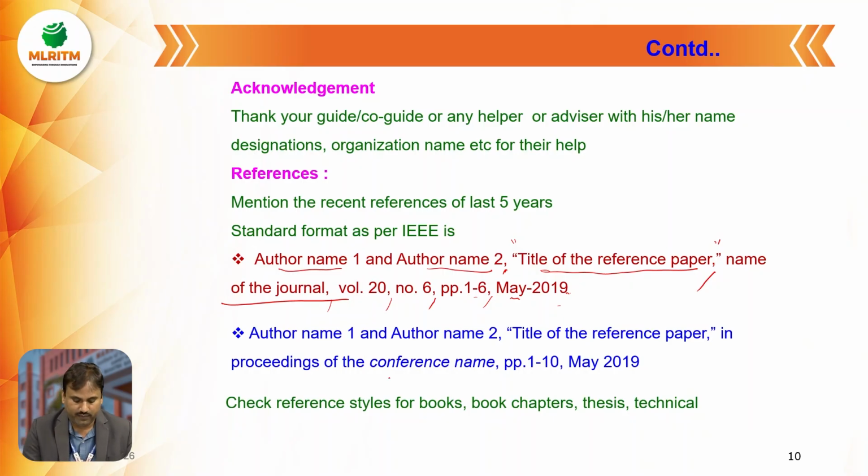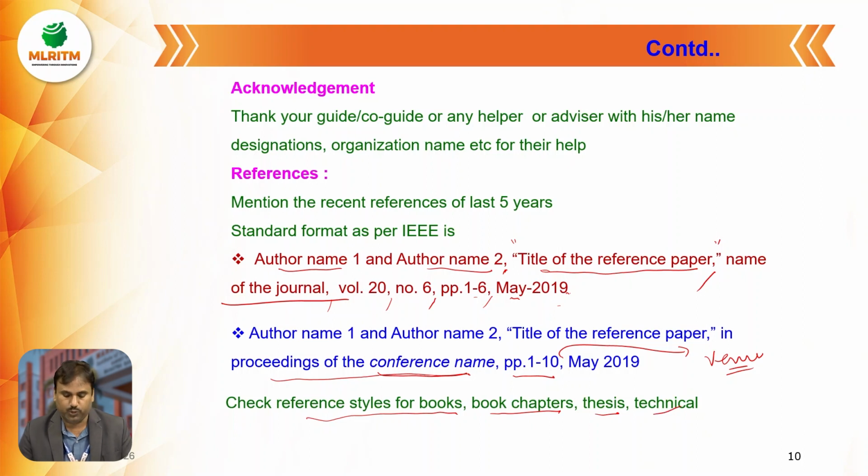Suppose it is a conference: you have to mention the proceedings of the conference name and the pages. One more point missing here is the venue, where it happened; you need to mention the country name. That is the place of the conference. So check reference styles for books, book chapters, theses, and technical reports. You can look at any IEEE conference or journal formats and know how to write the reference.